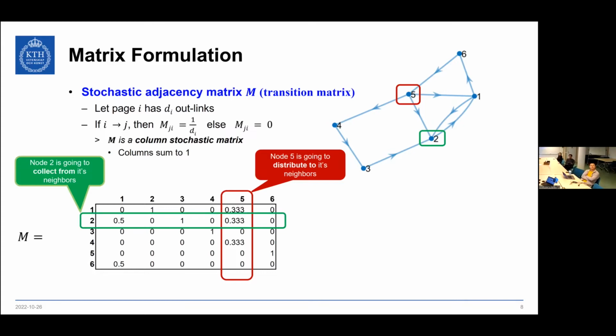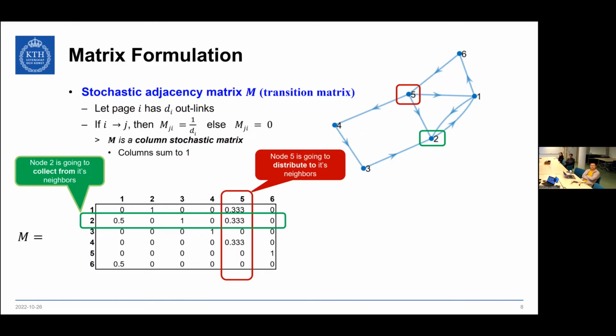We have 6, so it's 6 times 6, and every column and every row represents the relative node. Now, if you look at the horizontal lines, we could see how much, say, node 2 is going to collect from its neighbors. So node 2 has 3 incoming links. From 5, it's going to get a third, as we know that's what 5 is giving it. From 1, it will get a half of its rank because it has 2 links, while from 3, it will get everything. 3 has only 1 link pointing, and there will be nothing from the others.